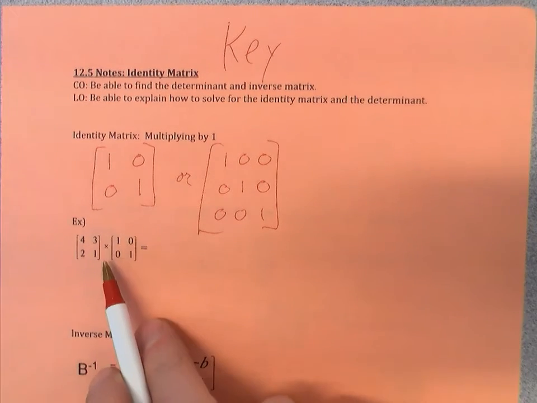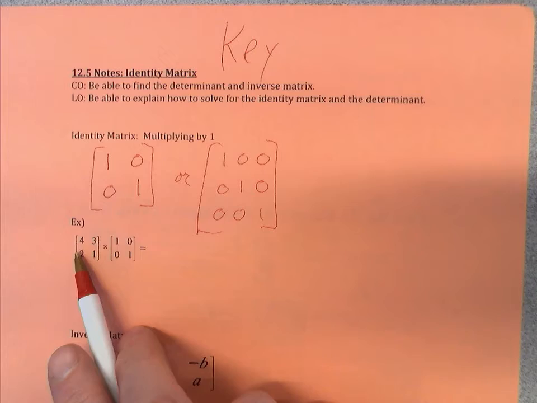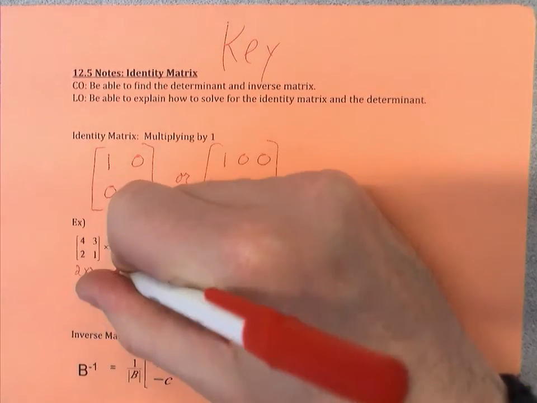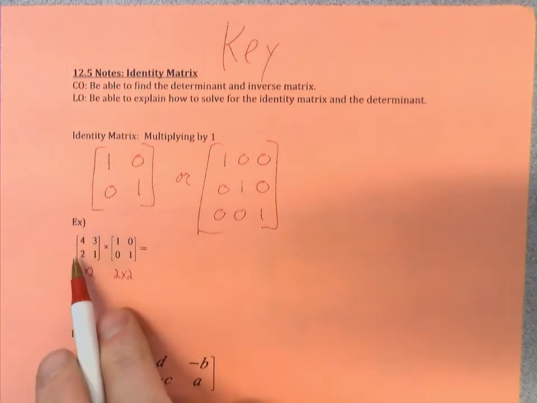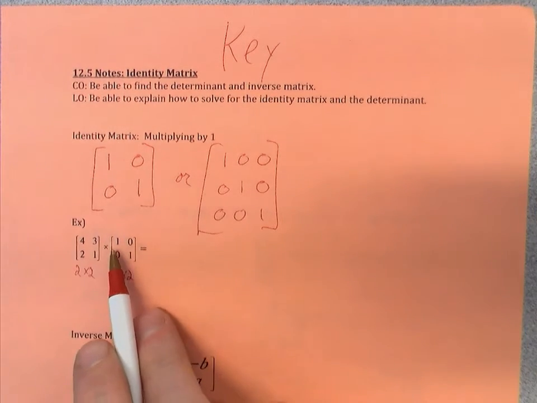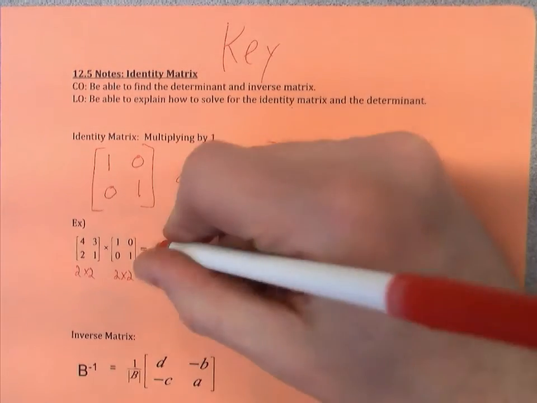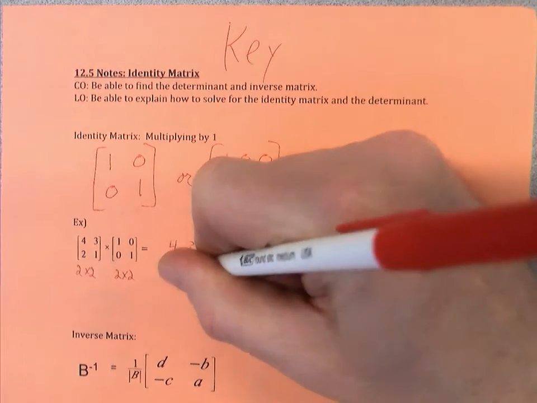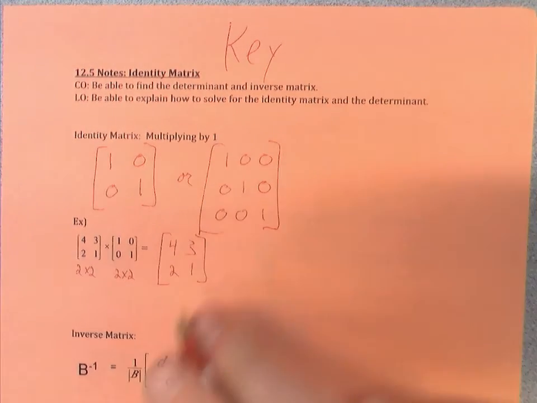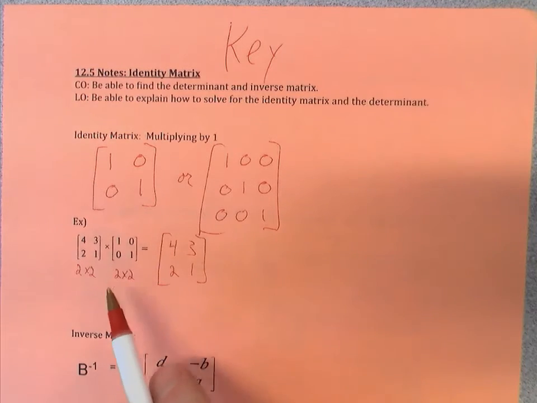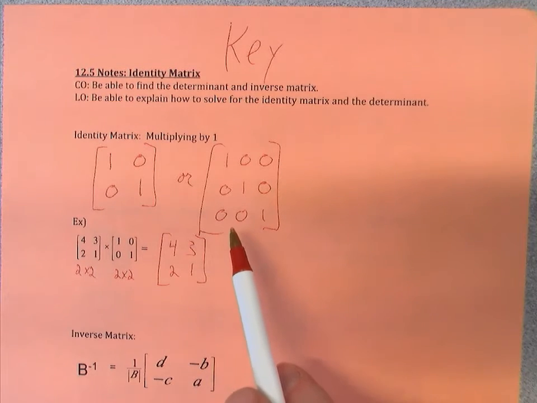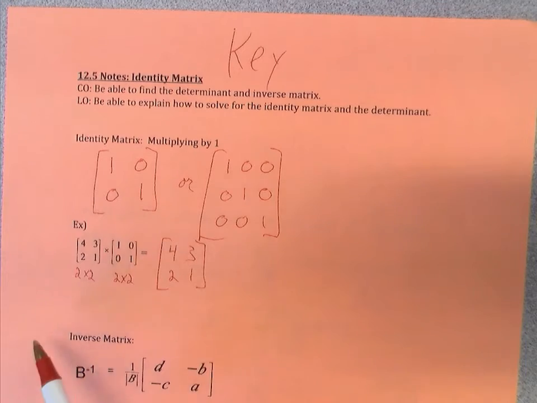Now if we look at this example here, this is a 2x2 matrix. If we take this matrix 4, 3, 2, 1, and multiply it by 1, 0, 0, 1, what we actually get is 4, 3, 2, 1. We get the exact same matrix that we started with. And that would happen if we were to take this 3x3 matrix with ones in it and multiply it by another 3x3 matrix that has some numbers. We would get those same numbers again.